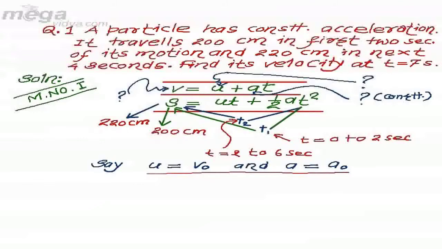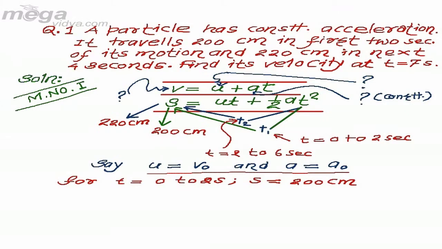So if I want to use equation number 2 to find some unknowns, then for t equal to 0 to 2 seconds, I can use the information given that the displacement is 200 centimeter. I can write equation number 2 which is given here.